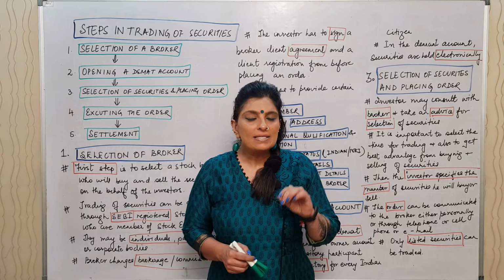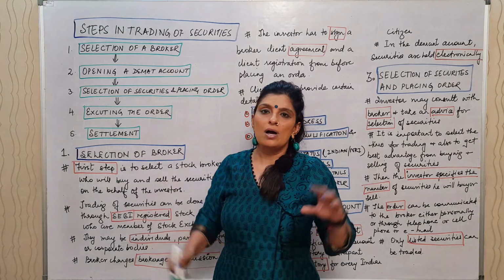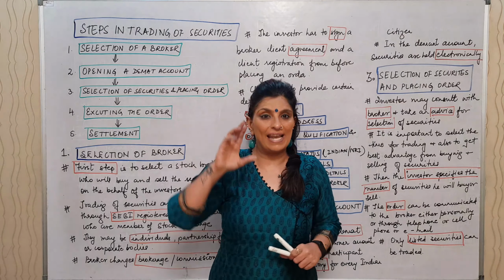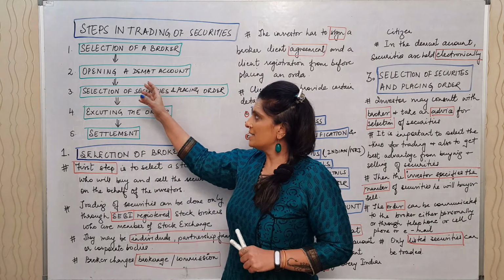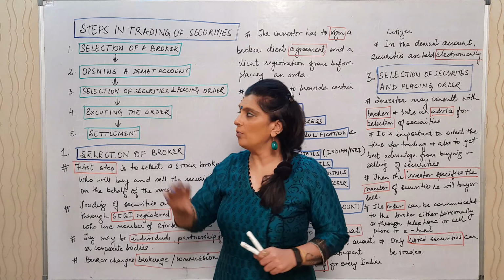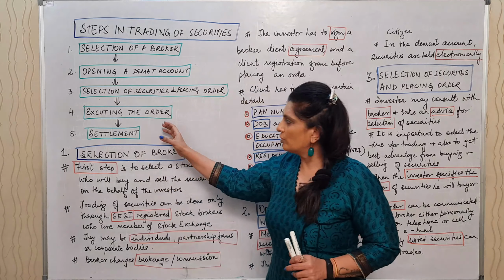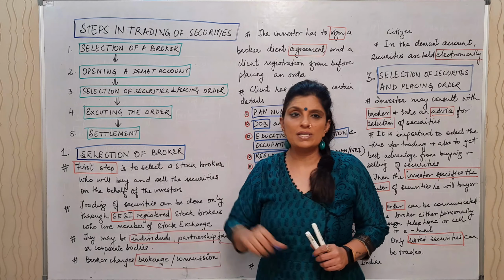So now we are starting with, like I told you, the process of trading of securities on the stock exchange. Starting with the procedure of trading on the stock exchange, we come to the first step, that is called selection of broker. Second step is opening up a demat account. Third is selection of securities and placing the order. Fourth is executing the order, and the last one is settlement.